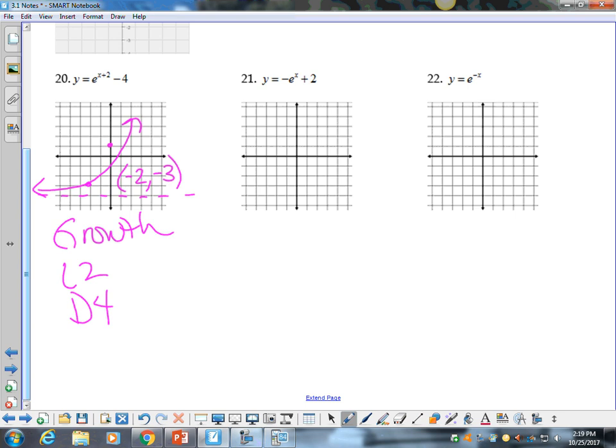See, y'all see negatives and you get trigger happy. He's growth. What's the plus 2? Up 2, because that's outside the function. And what's the negative in the front? Not up in the function. He's a flip. All right, go. You do it.